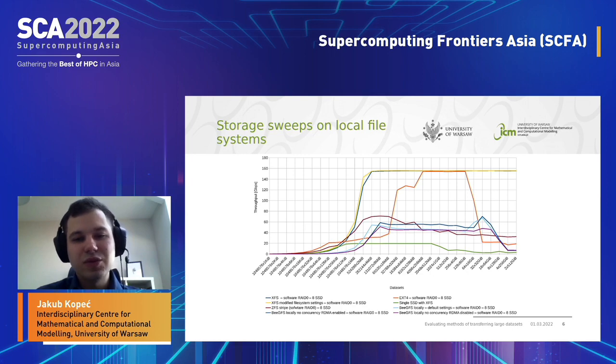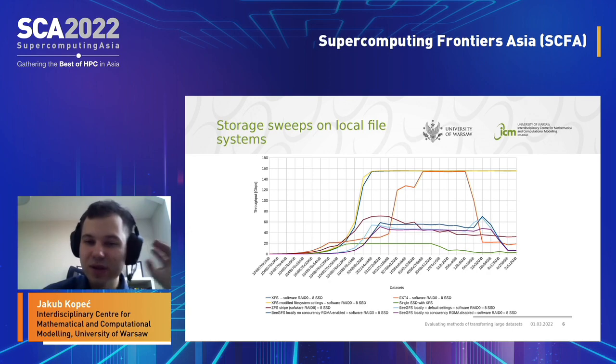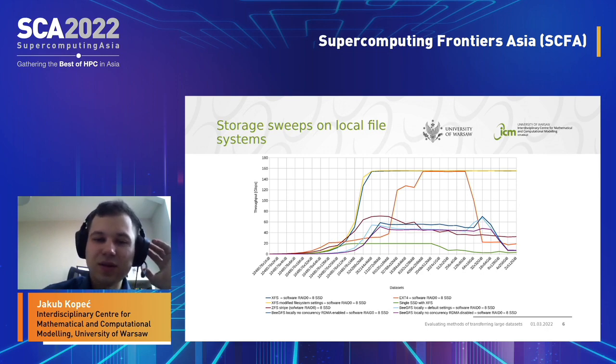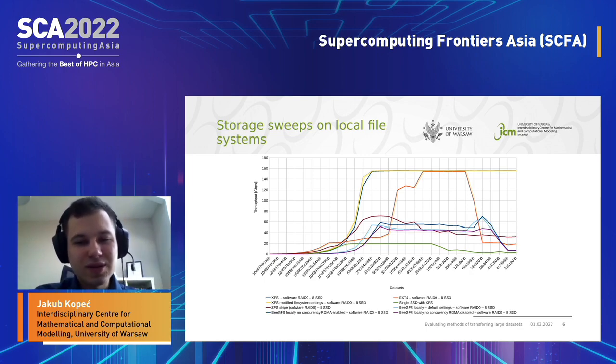In the BeeGFS documentation, the ZFS file system was suggested as the appropriate base for BeeGFS when using software RAID, and the sweeps showed that the ZFS-based software RAID's performance is far below the performance of Linux software RAID. And in the case of a locally accessed file system, the RDMA feature did not influence the throughput, which is not surprising.